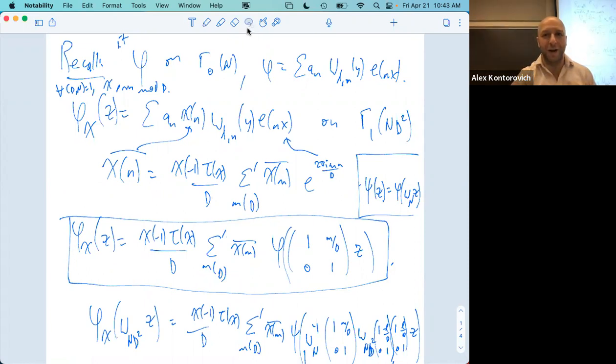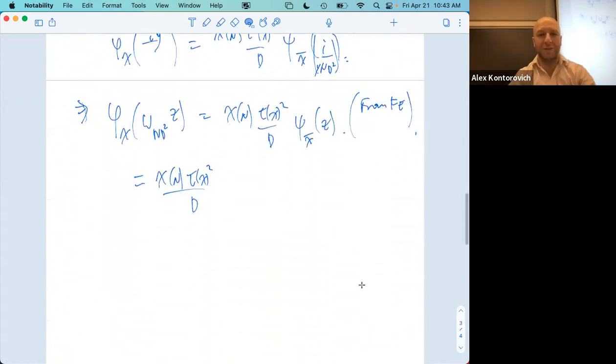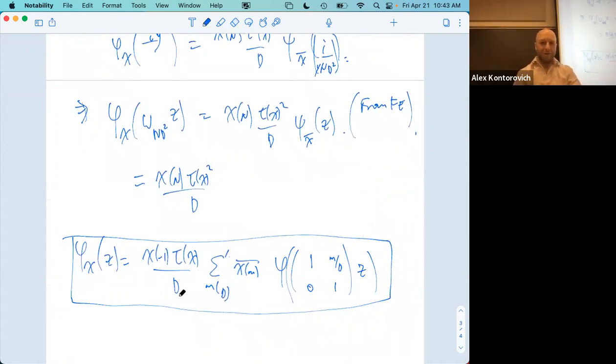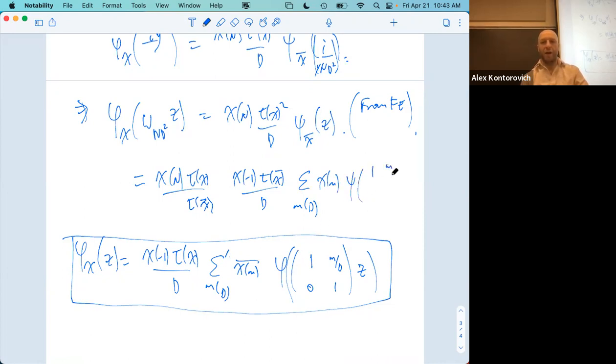Okay, so this formula I will grab. It's true for phi, it's true for chi, it's true for any series. So this I'm going to replace with this in the appropriate context. So I have chi of -1, tau of chi bar. By the way, this is tau of chi over chi bar. Very convenient. Over d, a sum over m mod d of chi bar, which is now chi. And then this is psi of 1 m over d 0, 1 z.